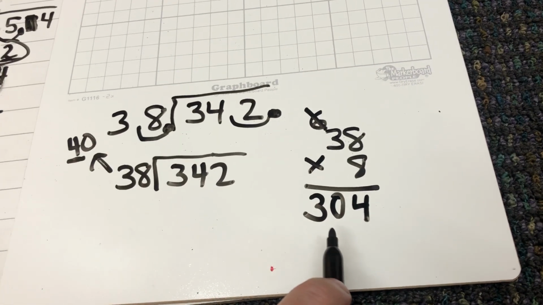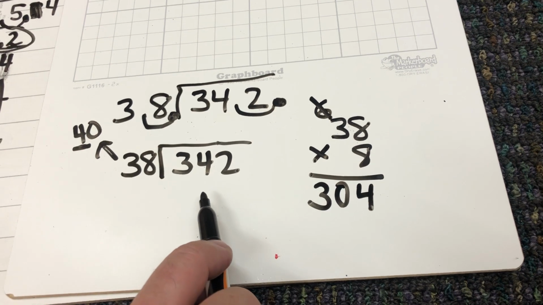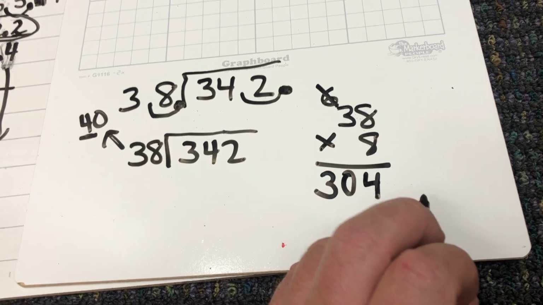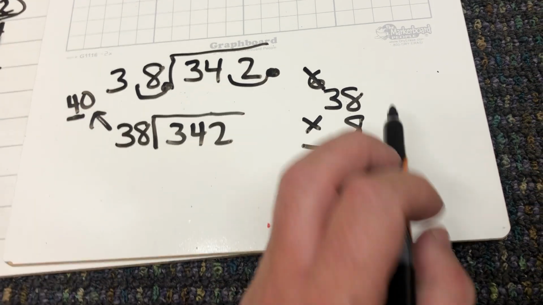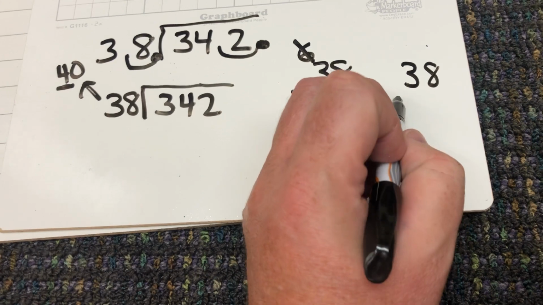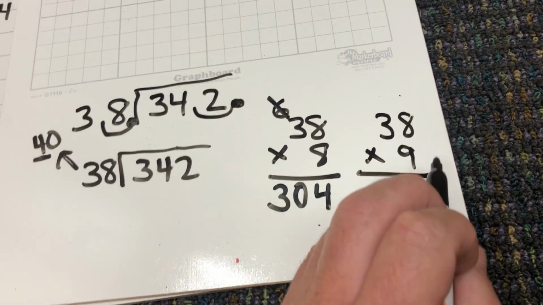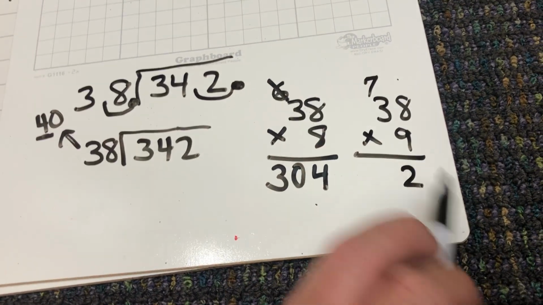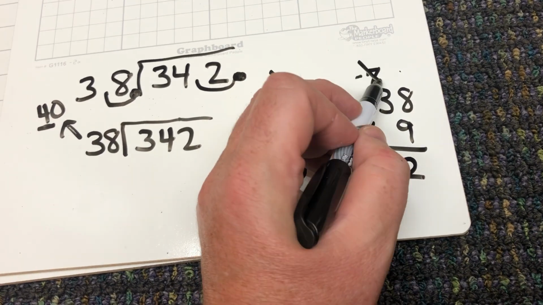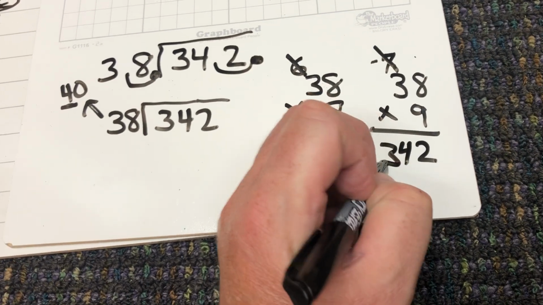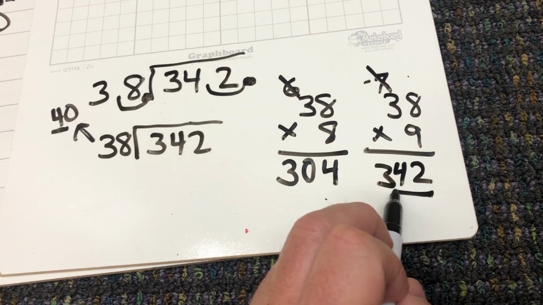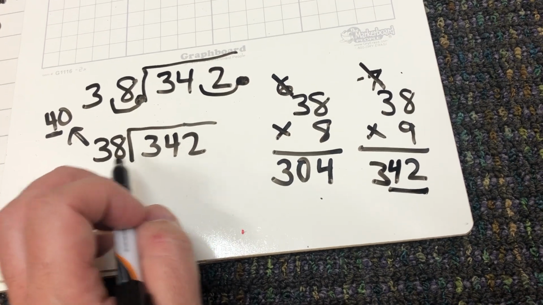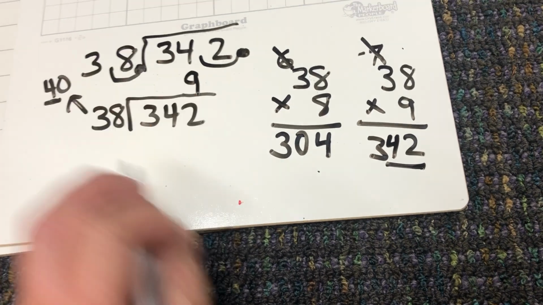Well, that's where I have to make a decision now. I can either put 8 and 304 here, or I'm not sure how close that is. I'm going to go ahead, this might be a little small, and try 38 times 9. Well, 9 times 8 is 72. Put the 2 down, carry the 7. 9 times 3 is 27, plus the 7 is 34. Well, look at that. 342, 342. I can now be confident that 38 can go into 342 9 times.